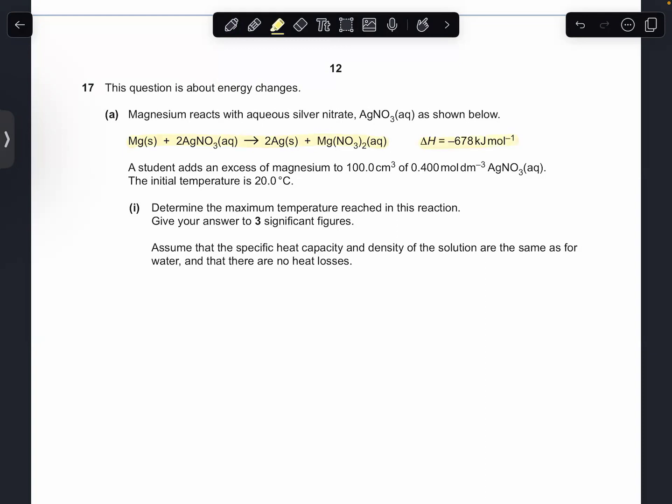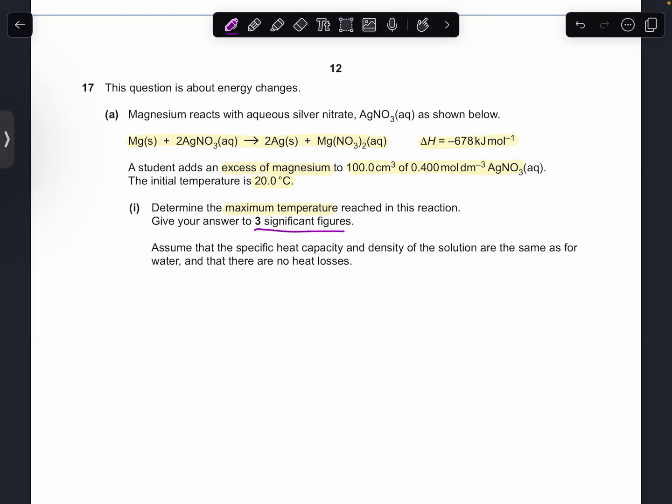A student adds excess magnesium to this volume and this concentration of silver nitrate. So the limiting reagent is silver nitrate, and the initial temperature is 20 degrees Celsius. Determine the maximum temperature reached in this reaction. Give your answer to 3 significant figures. Assume that the specific heat capacity and the density of the solution are the same as for water, and there's no heat losses to the surroundings.